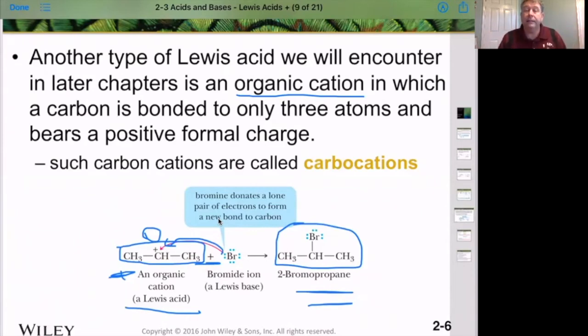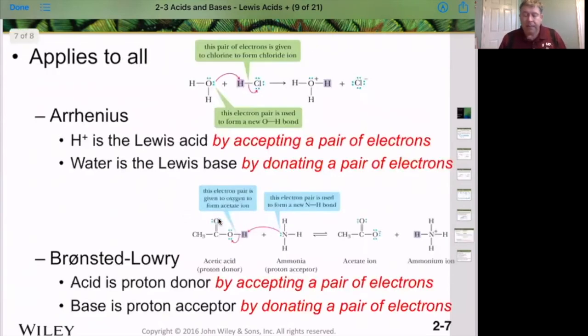The only thing that's happened is electrons were donated by the base to the acid to create that new bond. So that brings it in the broadest form of what we can call an acid or a base. Okay, but what does that mean about Arrhenius and Bronsted-Lowry? Does that mean they're wrong? It's like, no, they aren't. We can apply those same rules of Lewis acid-base to the Arrhenius and the Bronsted-Lowry system.